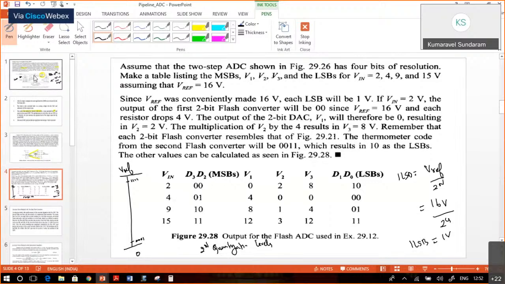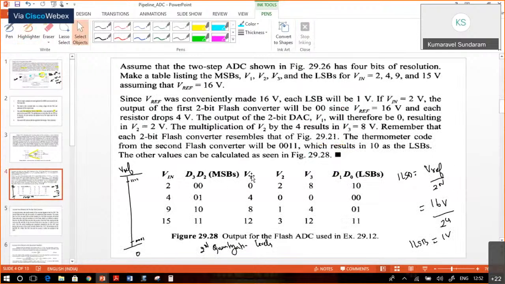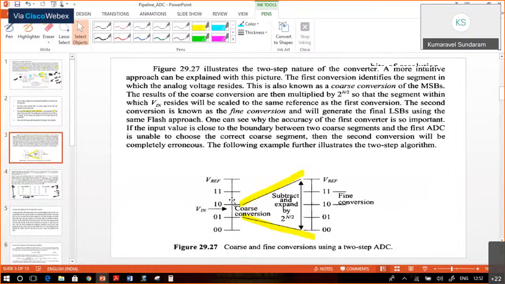So you can look upon here, this is going to be V1 voltage and this is going to be V2. This is V1 and this is going to be V2 and this is V3. You can tabulate the values as V1, V2 and V3. And you can draw the diagram like the 0 to Vref. What is your 2 volt? If it is going to be 2 volt, what is your MSB?